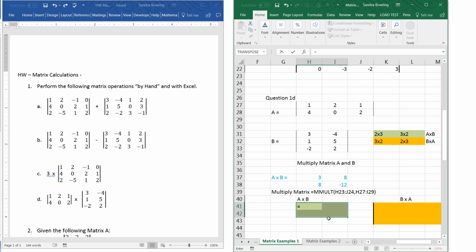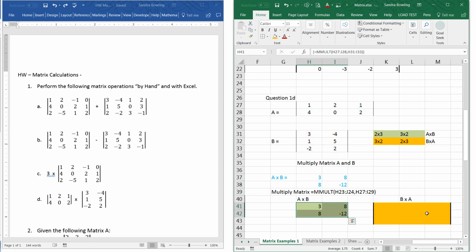So I'm going to go equal sign, MMULT, so that's multiplication of matrices. The first array, comma, and the second array, close parentheses. And then Control, Shift, and Enter. Now, the next one, I'm going to do the B times A.